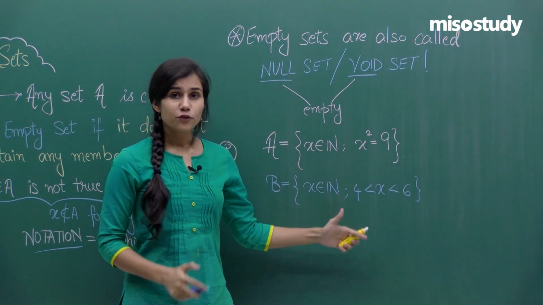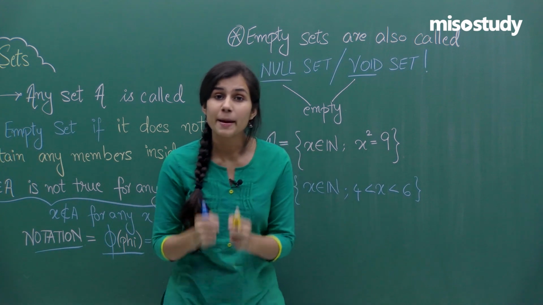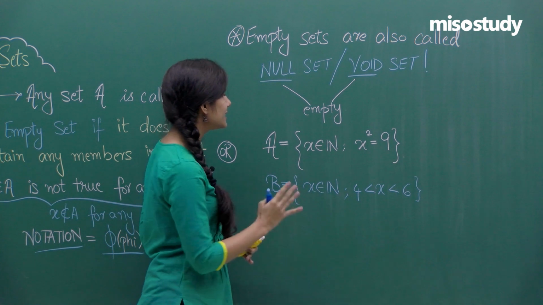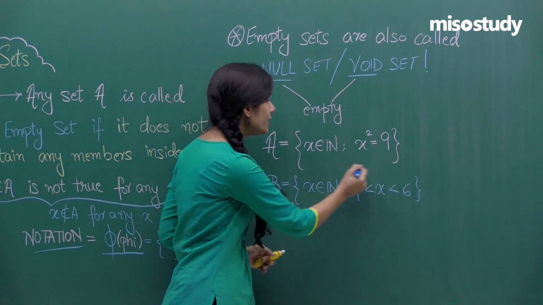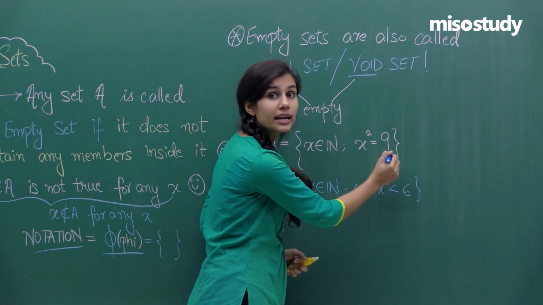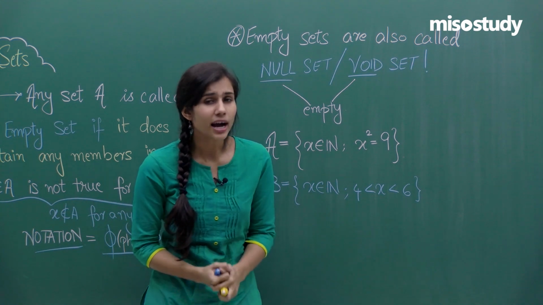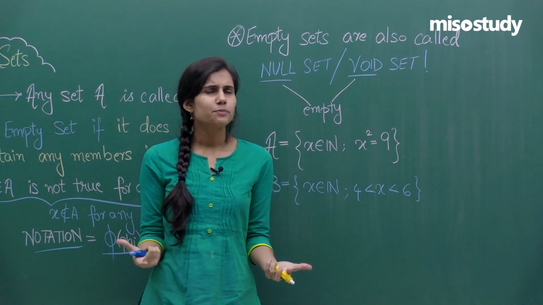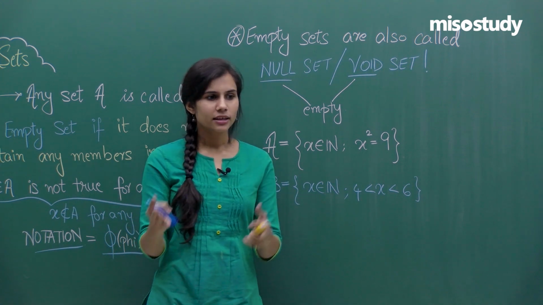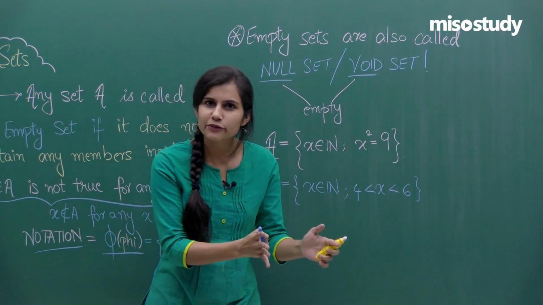In order to unfold what these sets actually are, it is important to find out which members belong to these two sets. And for that, it is important to understand which natural numbers on squaring give you 9. What are the natural numbers which on squaring give you 9? Well, if I sit back, relax and recall, number 3 on squaring gives me 9. Number -3 on squaring again gives me 9.